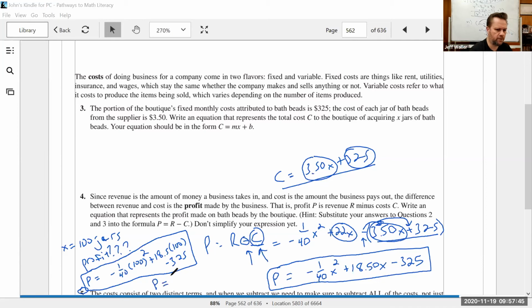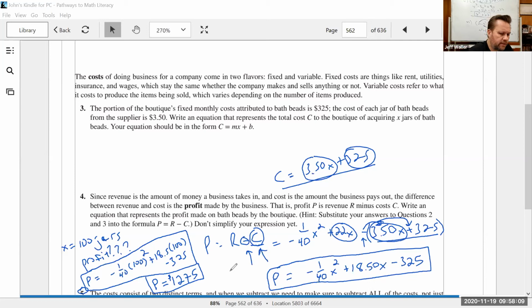Let me know if you get the answer. I got the answer. What do you got? 1275. So if I sell 100 jars, I will actually pocket $1,275 because this has my cost in it.